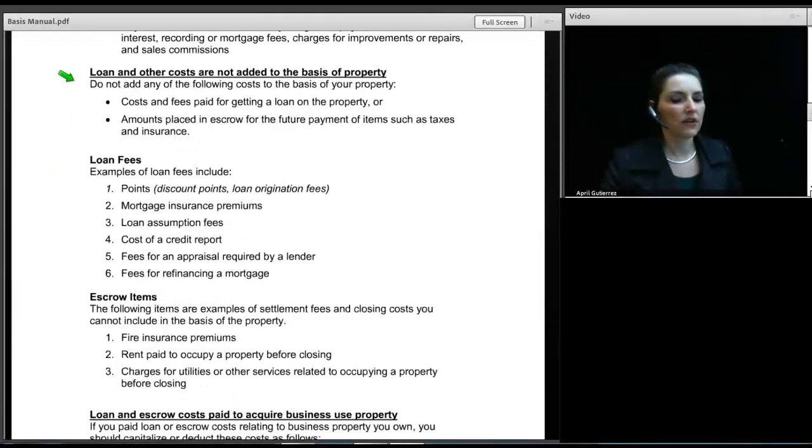Next up, we have loans and other costs that do not add to the basis of the property. Do not add these items to basis. Costs and fees paid for getting a loan on the property or amounts placed in escrow for the future payment of items such as taxes and insurance.